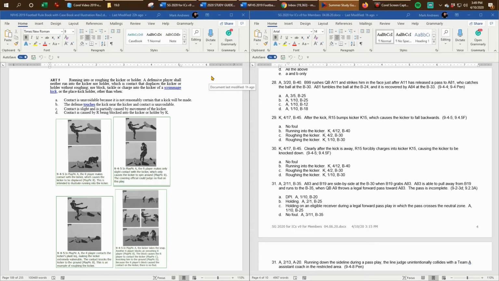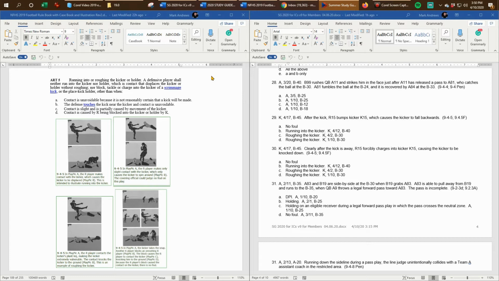K, 4th and 17 at the B45, the exact same situation we had in the previous question. Clearly after the kick is away, R15 forcibly charges into kicker K15, causing the kicker to be knocked down. So I guess he didn't fall backwards. So again, a little bit ambiguous, but he's trying to describe a much harder hit than the previous question, right? So this is roughing the kicker.